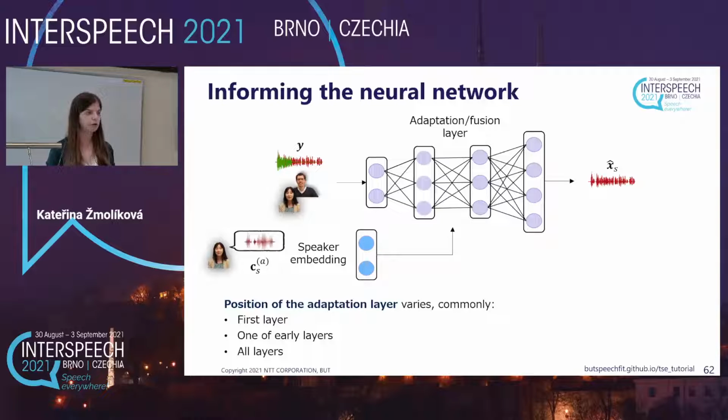The term fusion layer is mainly used in audio-visual works, which you will also hear about in the next part of the tutorial. The position of the adaptation layer in the network varies, but most often it would be either the very first layer of the network or one of the early layers, like in the first half of the neural network, or in some works it is simply all of the layers, so basically the entire neural network is being adapted.